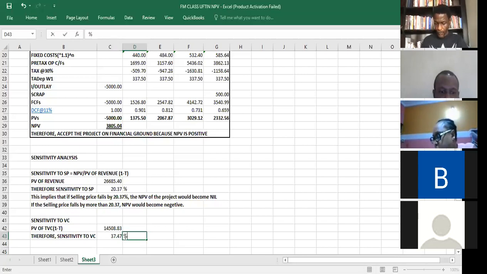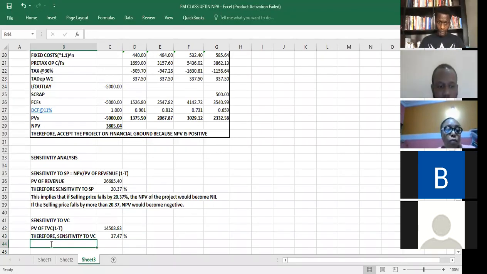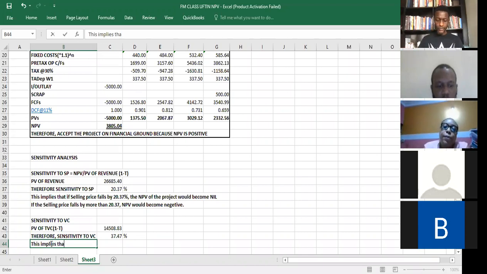So what does this mean? Is everybody with me? Yes. Okay, so what does this mean? Variable cost falls by 37.4%, means that if variable cost reduces by 37.47%, NPV becomes 0. You said if it reduces? No, increase.